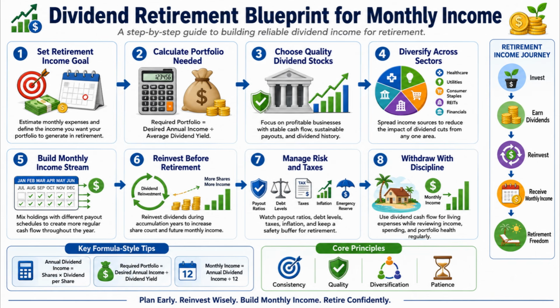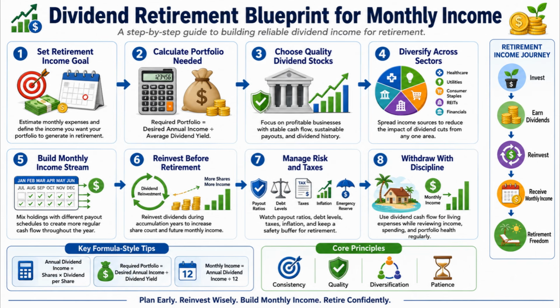The retirement income journey follows a clear process. First, invest in financially strong dividend-paying assets. Next, earn dividend payments from those investments. Then, reinvest the dividends during the accumulation years to increase share ownership. After that, gradually begin receiving monthly cash flow as retirement approaches. Finally, use the growing income stream to support greater financial freedom.